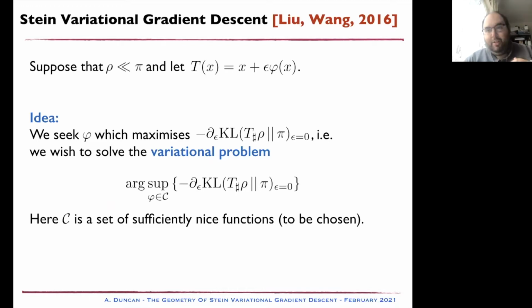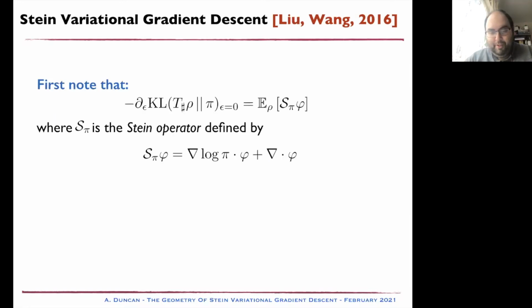So in some sense, rather than trying to optimize over KL, we try to optimize over what you could consider a derivative in some sense. So you're looking at the rate of change instead. And this was a very good idea for a simple reason. It turns out that if you compute this derivative and you evaluate it at epsilon equals 0, so you get the infinitesimal rate of change, then this actually has a closed form, at least up to expectation. In fact, it's going to be the expected value with respect to your current distribution, say rho, of an operator S pi applied to your vector field phi.